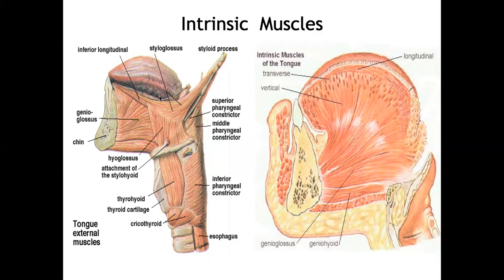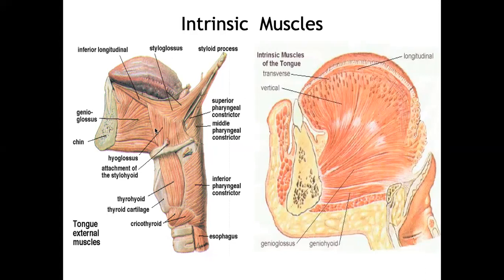Transverse is present transversely, transverse to the tongue. Vertical muscle. Vertical means it is present vertically, within the substance of the tongue. So the vertical muscle is present within the substance of the tongue. So we have studied longitudinal, transverse, vertical.